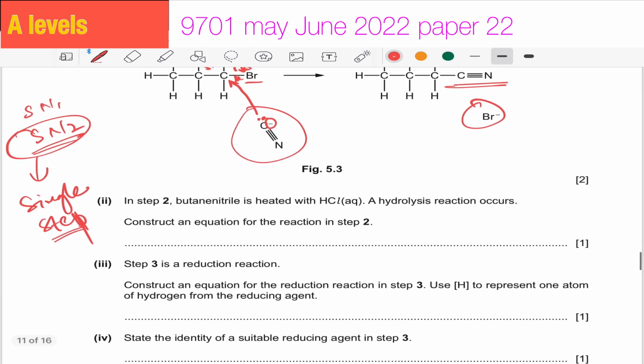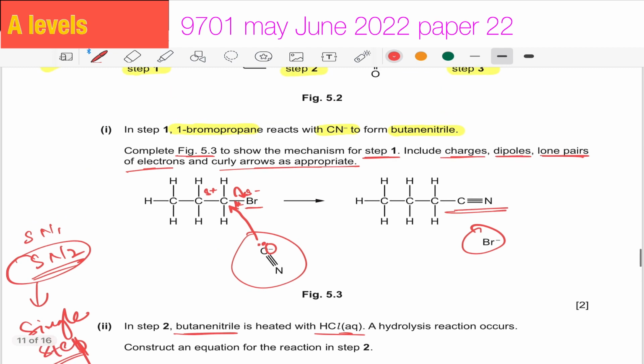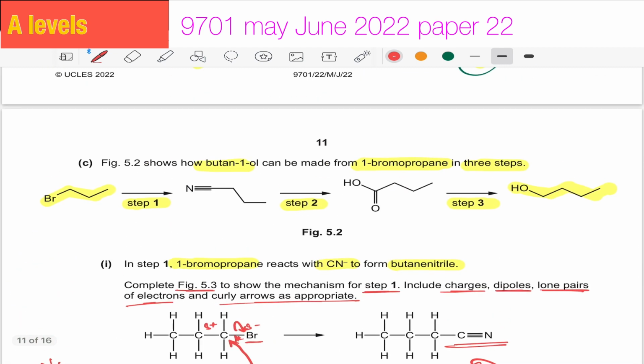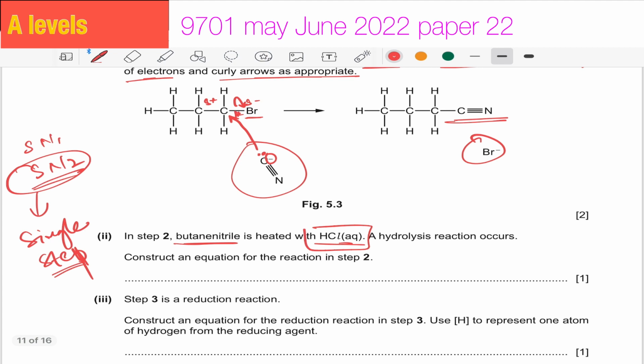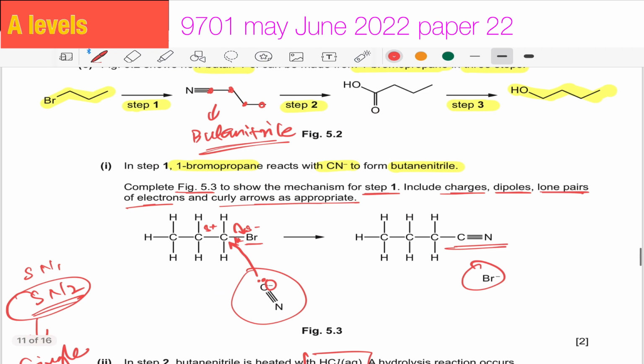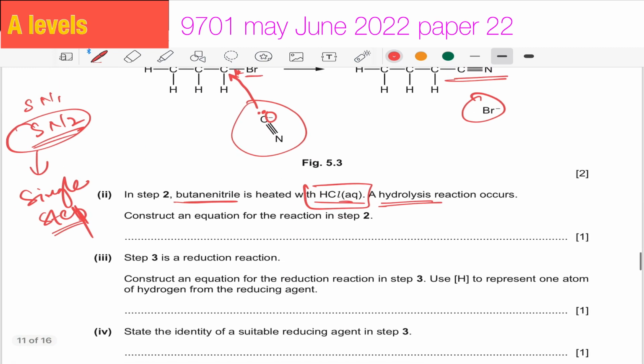Now, in the next step, they're saying in step 2, butane nitrile is heated with aqueous HCl. So step 2, this is butane nitrile, carbon number 1, carbon number 2, carbon number 3, carbon number 4. Both carbon and nitrogen have a triple bond between them. So this is butane nitrile, right? And they're saying that it is reacting with aqueous HCl. So that means hydrolysis occurs. And when hydrolysis of nitriles occurs, we get a carboxylic acid. So this is carboxylic acid. You just have to remember this reaction.